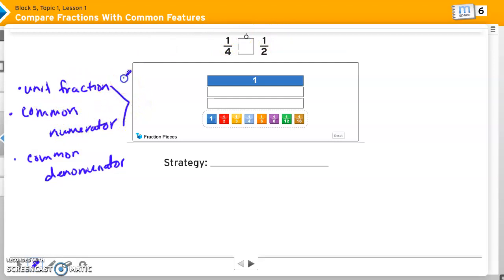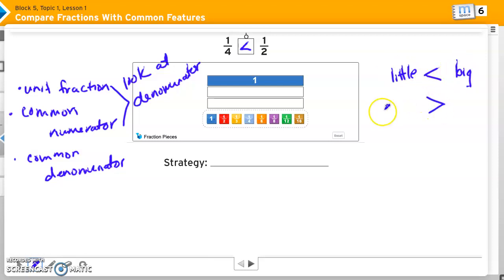If that's the case, look at the denominator. Think about it: we've got a cake or a candy bar cut into 4 equal pieces or 2 equal pieces. Where is the bigger piece? The bigger piece is with the 1/2 cut into 2. Now, a problem we've had with this before is these symbols. Remember, the pointy end goes to the little one, the wide end goes to the bigger.